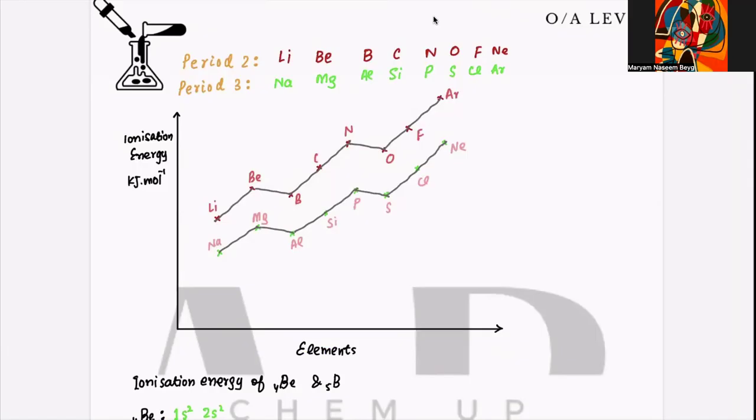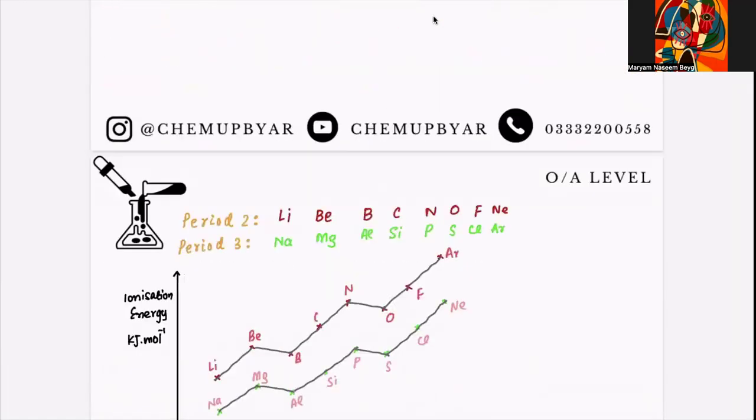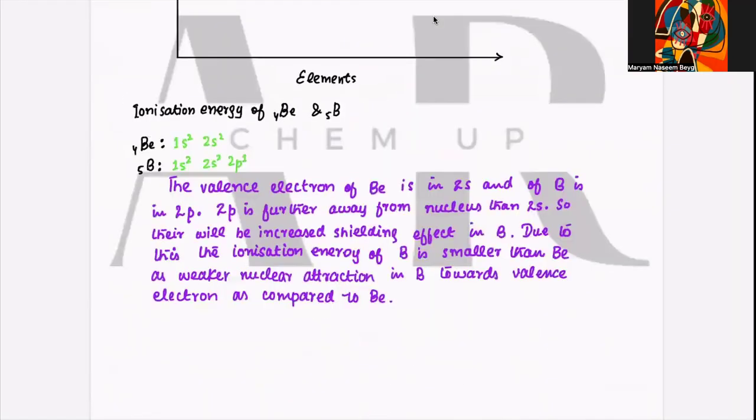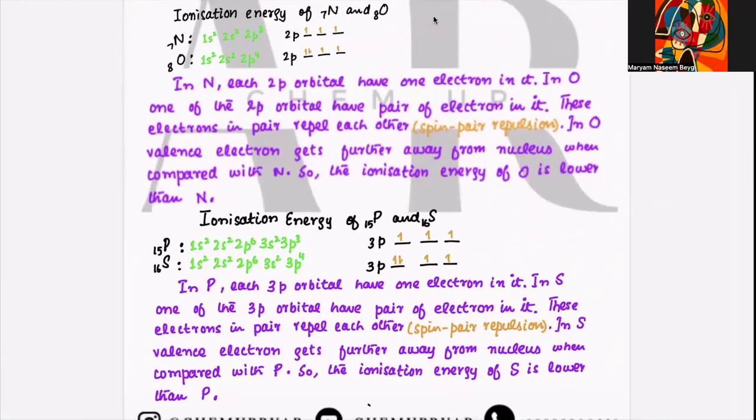There is a general increase, right? See, if you see lithium to beryllium, it is increasing, boron to carbon to nitrogen, and oxygen to fluorine to argon. So this increases due to the reason where we ended the last class. There is a general increase, right? But there are 2 points in the period where there is a dip, and we have discussed their reasons. Clear?